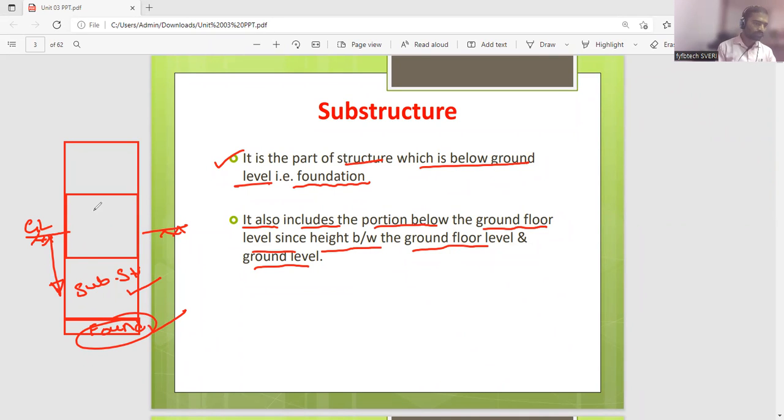And what about this one? This is above the ground level. This above the ground level is called superstructure. It also includes a portion below the ground floor level, since the height between the ground floor level and ground level. Okay, don't worry about this statement, just look at this statement only. So substructure, what is it? The part of the structure which is below the ground level is called substructure. Okay, everyone.